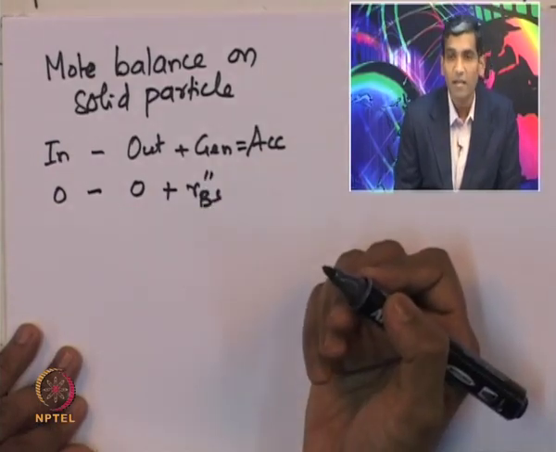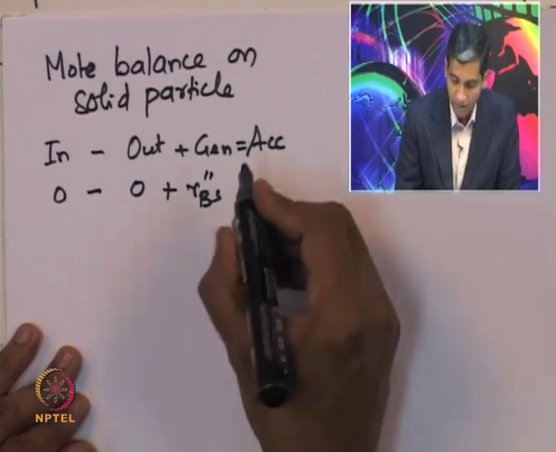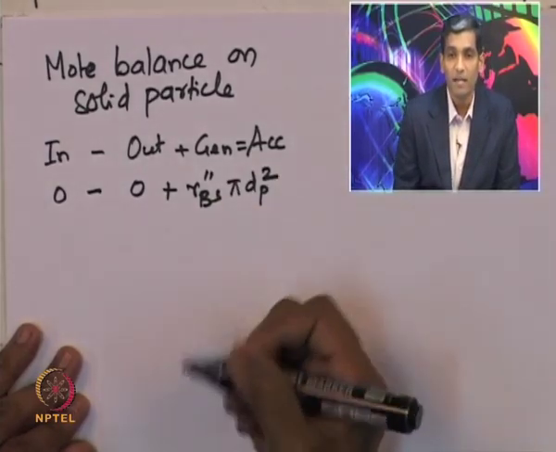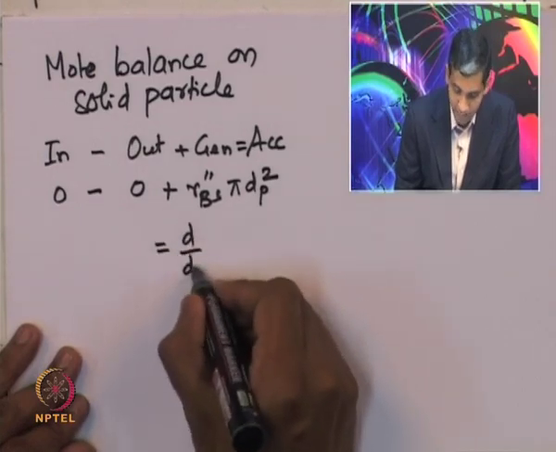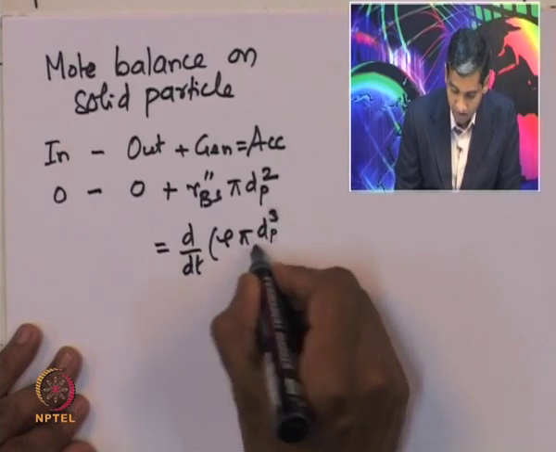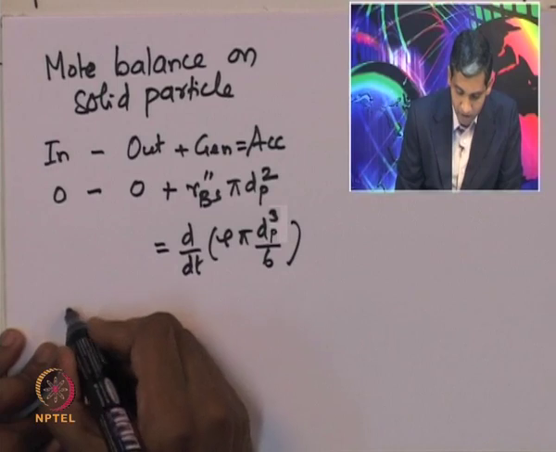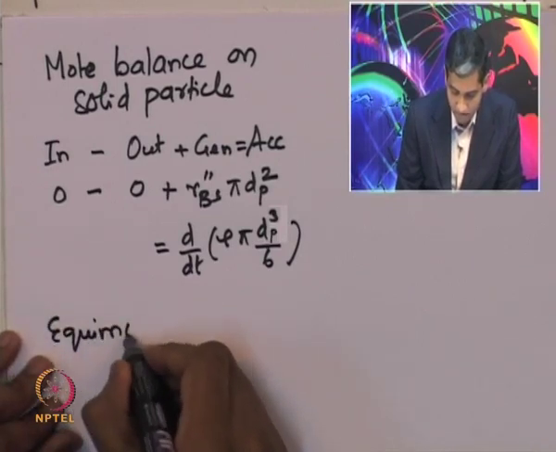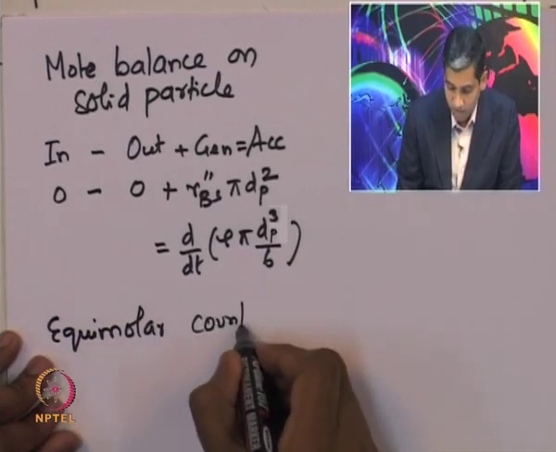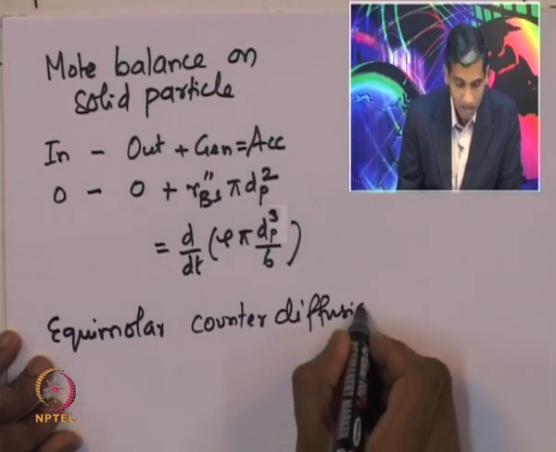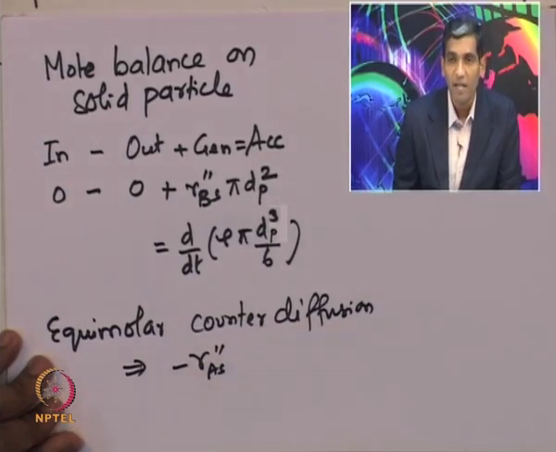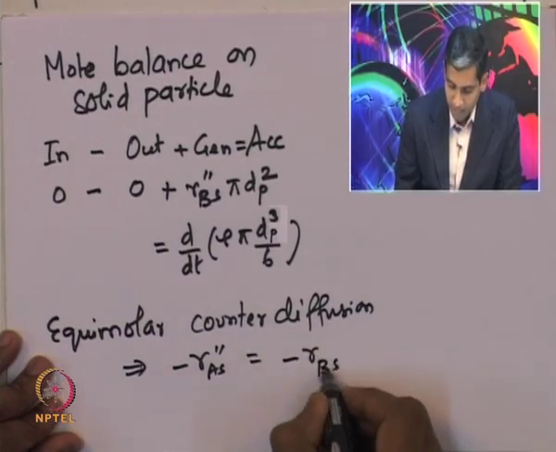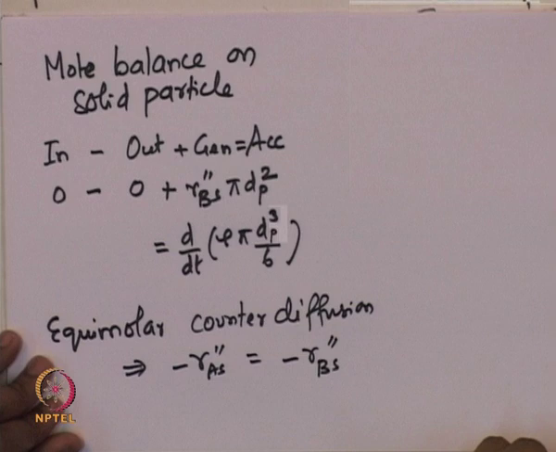So if RBS is the rate at which the solid is being consumed at the surface of the particle, multiplied by pi dp squared, that is the surface area of the solid particle, that should be equal to d by dt of density times the volume of the spherical particle. Suppose we assume equimolar counter diffusion. Then minus RAS double prime, the rate at which species A is being consumed because of the heterogeneous reaction, should be equal to minus RBS, the rate at which the solid is being consumed. This is because of the equimolar counter diffusion and the stoichiometry associated with the particular reaction.